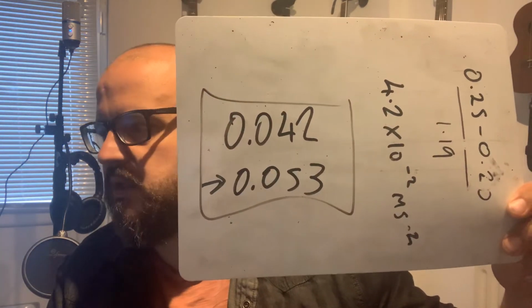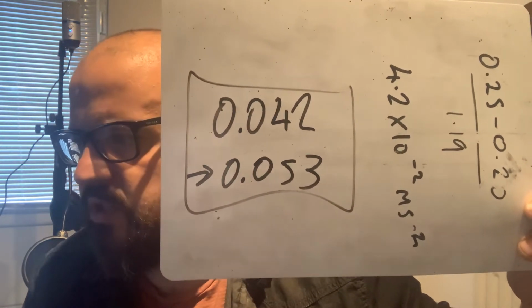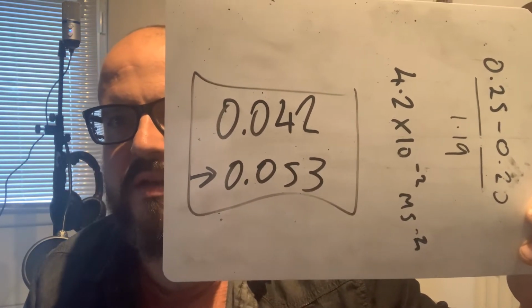If you do all of that, the range they are accepting is between 0.042 and 0.053. Just in case you are checking your answers against that, you can pause that and check that. So that's the gradient range that they're accepting when you've drawn that line on.